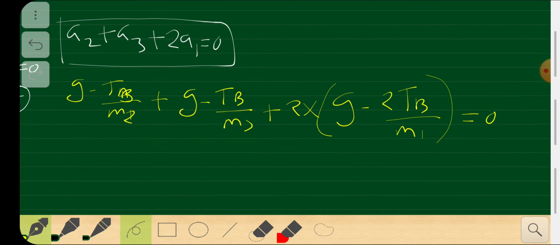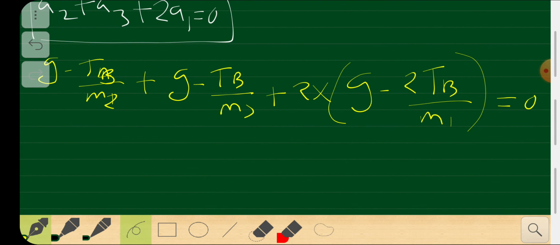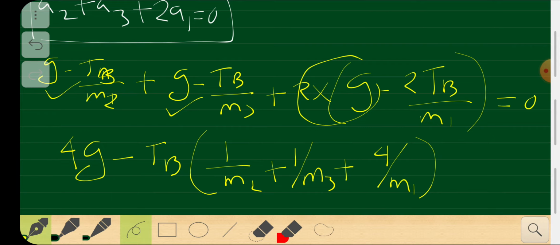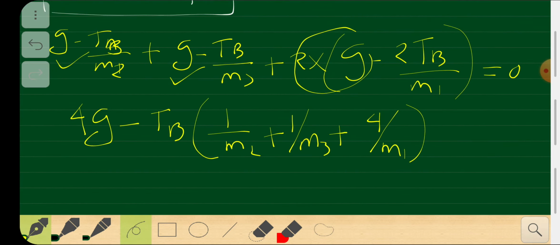Now things are getting much better for us. So you can simplify this equation. I can take the g outside, so you get 1g here, 1g here, and then there is a 2g, so you get a total of 4g, minus, I'm going to take tb outside, and what is inside is 1 by m2 plus 1 by m3 plus 2 times 2, which is 4 by m1. So that's what I get inside, and this is equal to 0.